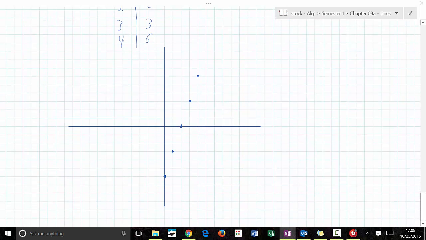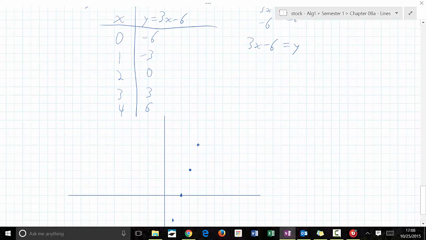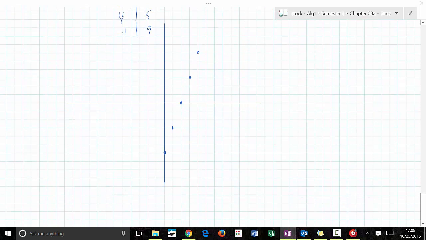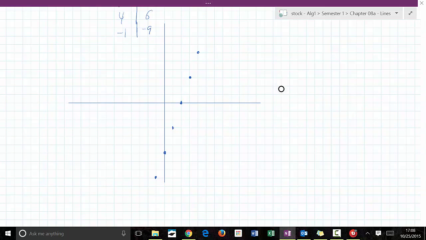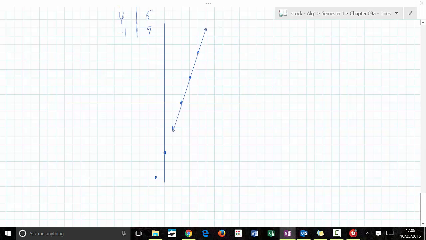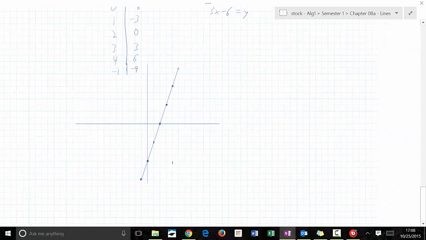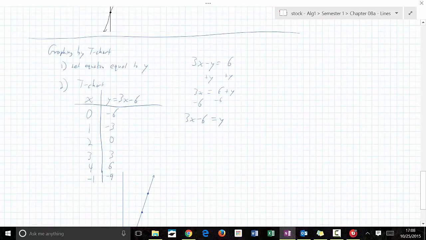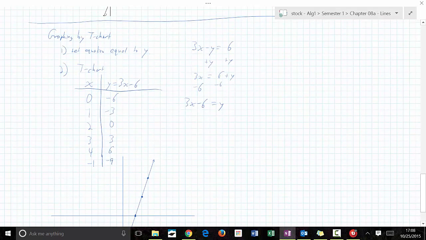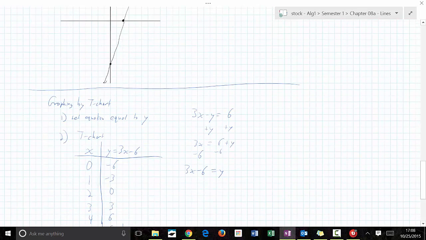So we're going to put as many points as we can. I could even put down negative 1 and negative 9. I know that if I plug negative 1 in, I get negative 9, and that's right here. I don't want to overdo it, but I do want to make this a good looking graph, so take those, connect all the points, put arrows on the end, and then we got the equation of a line. So that's graphing by t-chart. I'm going to make that example number 3.